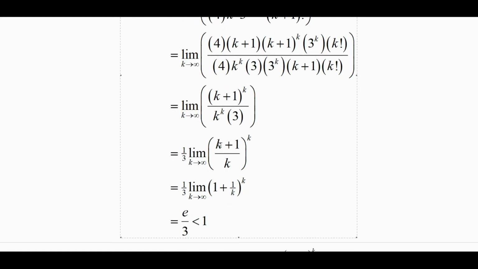Okay. So I can bring the 1/3 out front. And then I've got k plus 1 over k to the k power. And this is distributing. This is 1 plus 1 over k to the k power. That is exactly the definition of e. So that's e divided by 3, which is less than 1. Remember, e is a little less than 3. It's about 2.72 something. So that's a little less than 1.